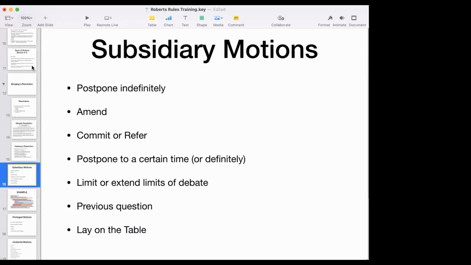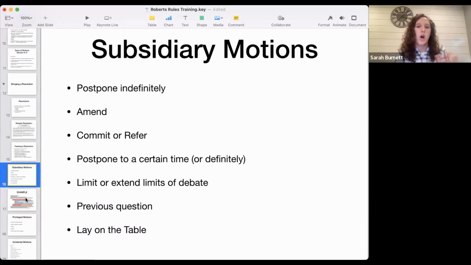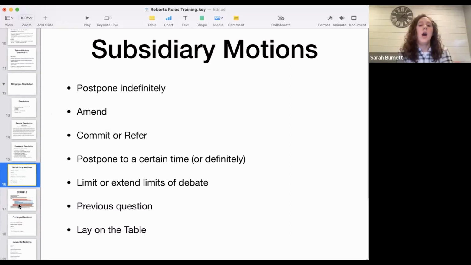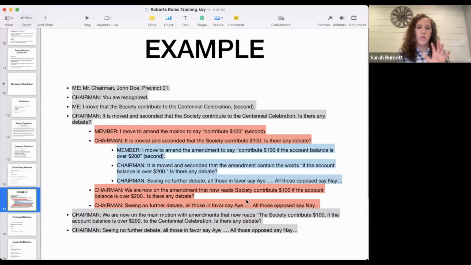All right, I want to dig into amendments off of this list. Most of these are used fairly regularly. Amend is probably the most frequently used, and I want to talk about amendments because it's a little bit complex. In the gray, you will see the main motion, which I've already explained. In the red, you see the amendment to the main motion. And in the blue, you see the amendment to the amendment. This is the maximum levels you can go in Robert's.